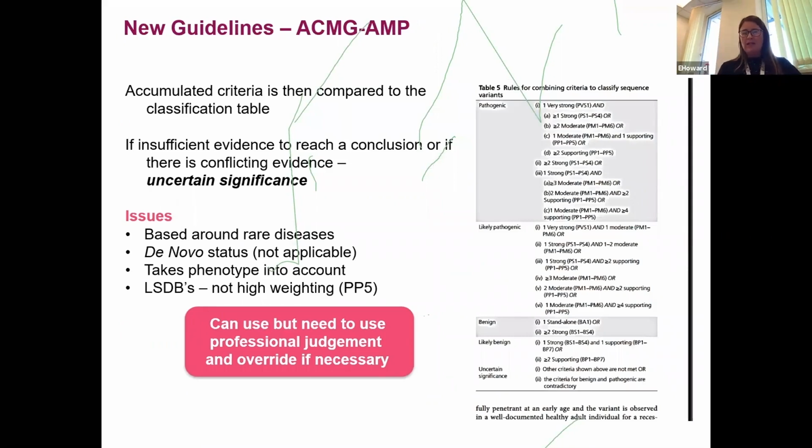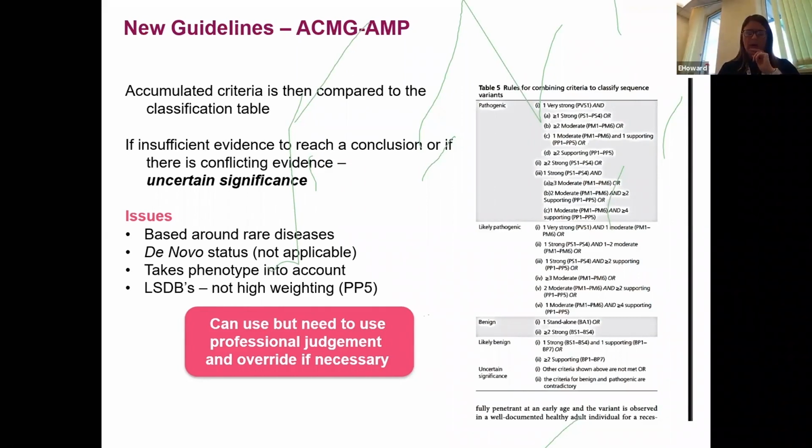So how do we then classify? Once we've gone through all these data sets and applied the criteria that's applicable to your variant, how do we then classify it? Well, there's a table showing how it breaks down, and basically you accumulate the criteria, which is then compared to this classification table. For example, for pathogenic, you would have to have at least one very strong and one strong, or one very strong and two moderates, or one strong and one moderate and one supporting, to then meet the criteria of a full pathogenic variant.